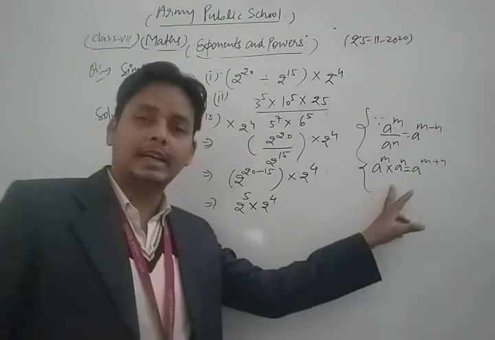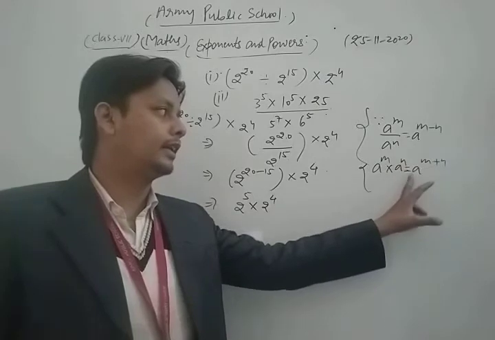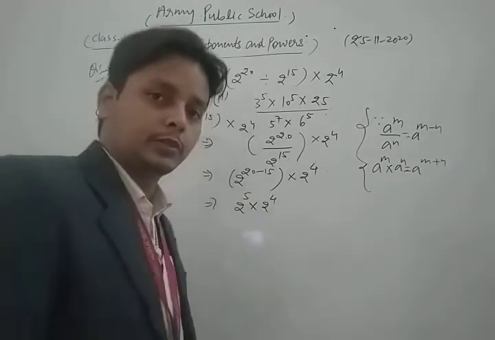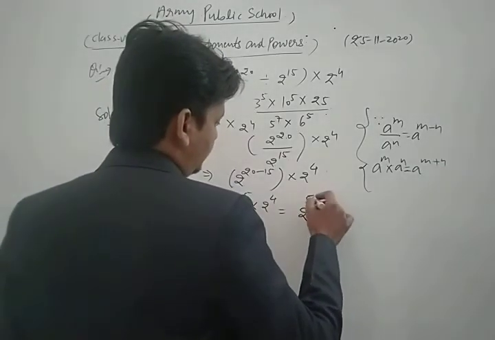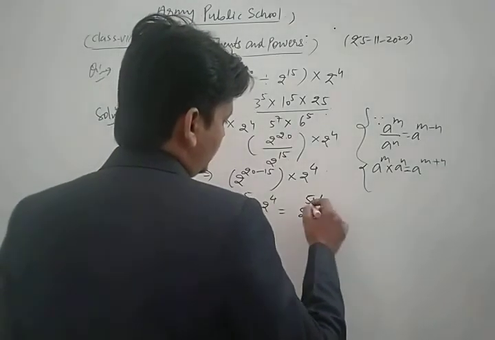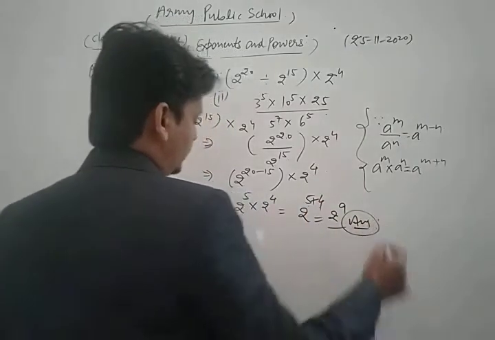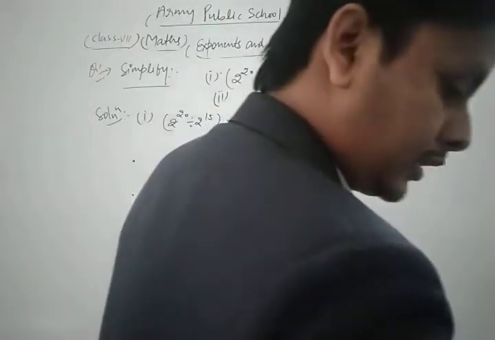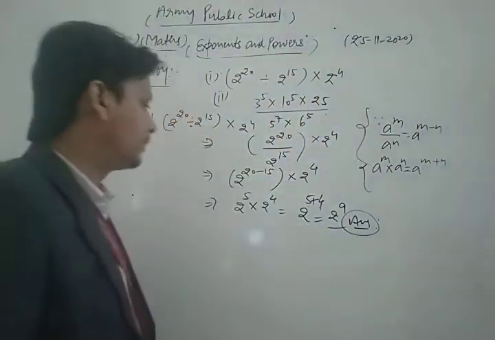Now we apply the laws of exponents: a to the power m into a to the power n is a to the power m plus n. So we apply that law. We get 2 power 5 plus 4, that is 2 power 9. So this is the required solution of the given question. Okay, so this is the method, dear students, to solve this type of question.